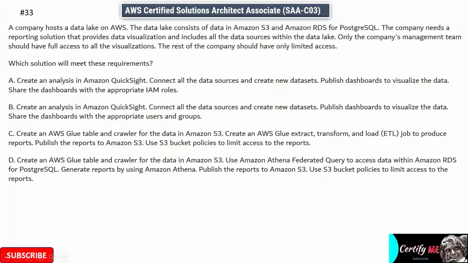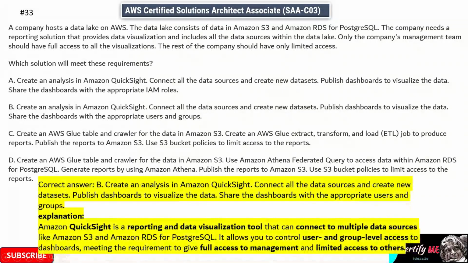The correct answer is option B. Amazon QuickSight is a reporting and data visualization tool that can connect to multiple data sources like Amazon S3 and Amazon RDS for PostgreSQL. It allows you to control user and group level access to dashboards, meeting the requirement to give full access to management and limited access to the others.